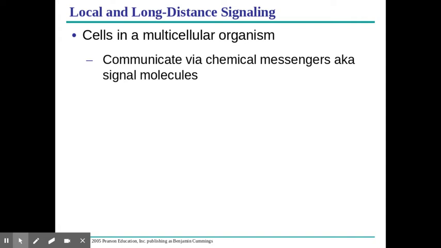So cells in a multicellular organism are going to communicate via chemical messengers, also known as signal molecules, sometimes known as a ligand. But they can communicate both locally, which would be close by, right, and long distance, which would be cells far apart. Maybe we can, for instance, have cells communicating with hormones that were produced up in the head region that go all the way down to your feet. So these signaling molecules are going to target other cells.